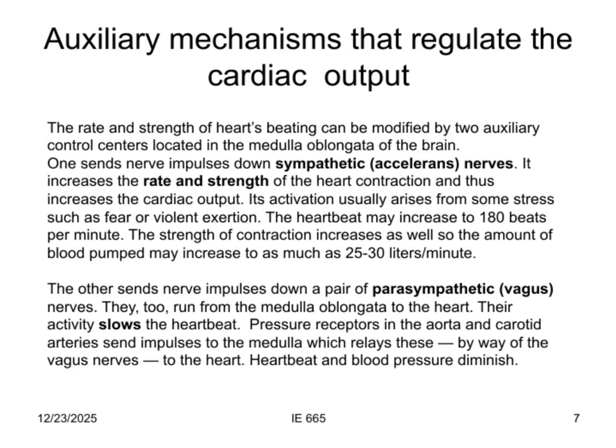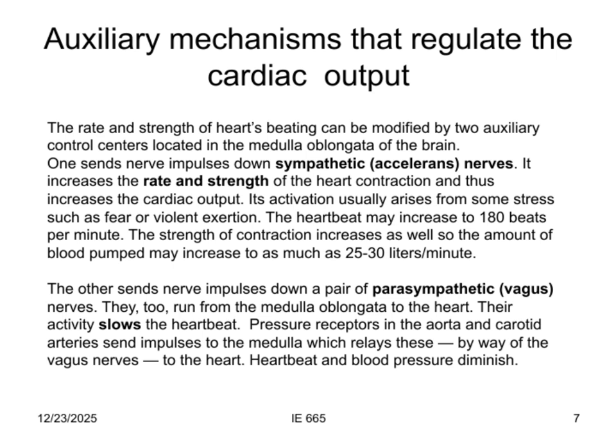Now, let's explore how the heart's rate and strength of beating can actually be adjusted by two important control centers located in the medulla oblongata of the brain. One of these centers sends nerve impulses down what we call sympathetic, or accelerans, nerves. When activated, this system increases both the rate at which the heart beats and the strength of each contraction. This means the heart pumps more blood, effectively increasing cardiac output.